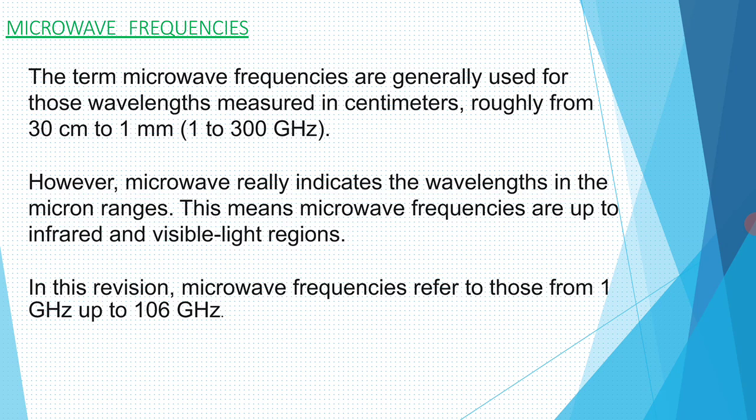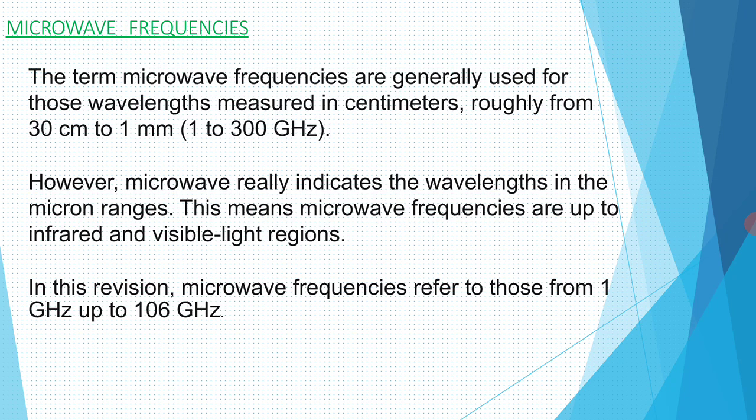So the term microwave frequencies are generally used for those wavelengths measured in centimeters, roughly from 30 centimeter to 1 mm. That is from 1 gigahertz to 300 gigahertz. So here we are mentioning the wavelength and also the frequency. The wavelength is 30 centimeters to 1 mm. These are called the microwave waves. Then 1 to 300 gigahertz is the frequencies of the microwave.